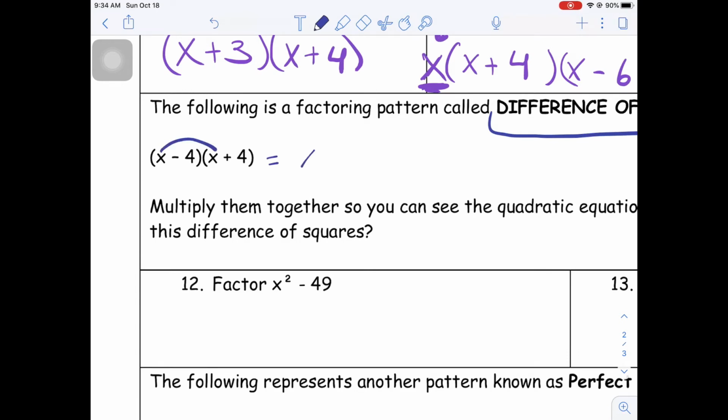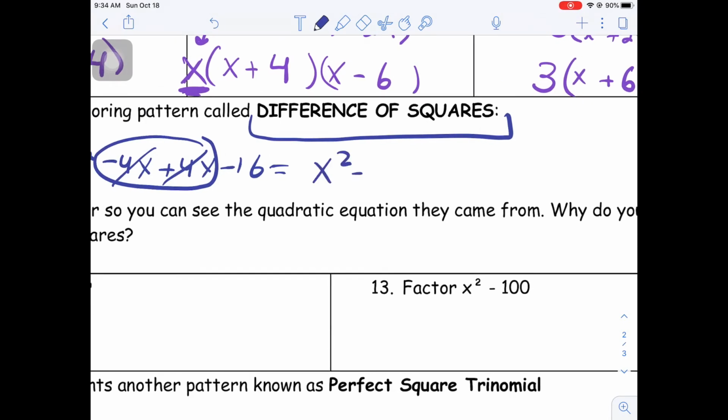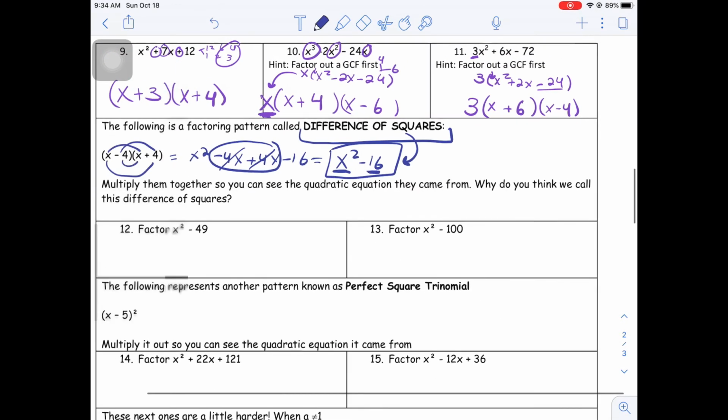So we have x times x gives us x squared, negative 4 and positive x gives us negative 4x. Positive x and positive 4 gives us positive 4x. And then negative 4 and positive 4 gives us negative 16. As you can see here, middle terms are going to cancel. So we're going to be left with x squared minus 16 if we FOILed it out. What this is called right here is a difference of squares. This is a square, this is a square. This is the easiest type of factoring that we're going to do.